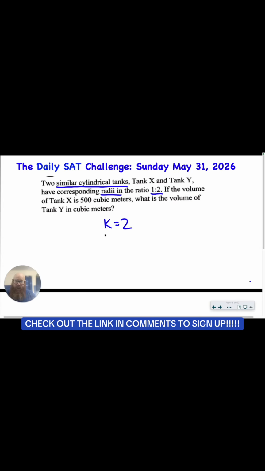So then what happens is whatever the scale factor is, when we're talking about what volume gets multiplied by to go from the smaller one to the bigger one, that always gets multiplied by the scale factor cubed because volume is three-dimensional. So if you multiply each single dimension by 2, the volume is going to get multiplied by 8. So if the volume of the smaller one, tank X, is 500, when you multiply that by 8, that'll give you the volume of the larger tank. So that is simply just 4,000. And that's all you have to do.